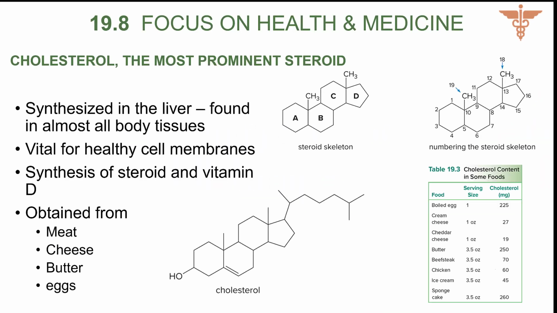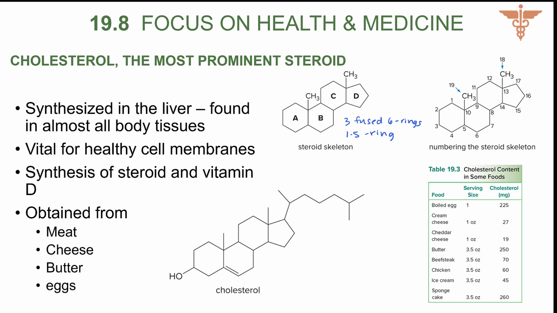Cholesterol is the most prominent steroid that we will encounter. This is made in the liver and is found in almost all body tissues. You can see the carbon skeleton of steroid here. We have 3 fused 6-membered rings that's fused to 1 5-membered ring. And the groups that are around the ring will vary with the different types of steroids.